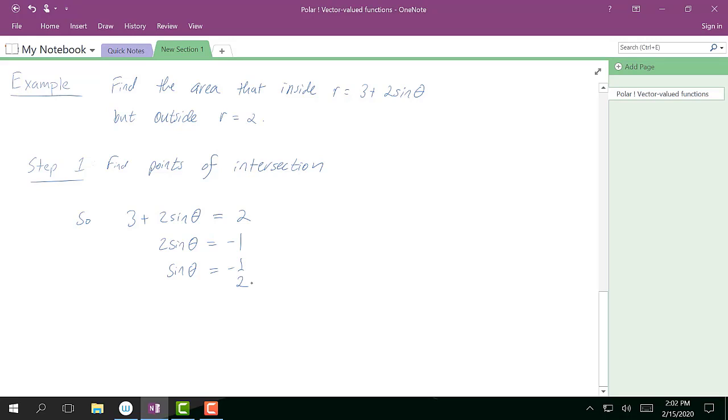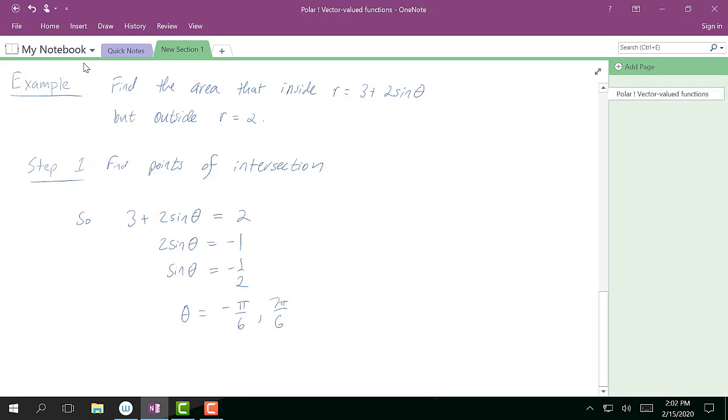And so then some values that we're going to get need to be theta equals, what we could do, we can use 7 pi over 6 and 11 pi over 6. But for this one, instead of 11 pi over 6, I'm going to use negative pi over 6, which we're allowed to do, and 7 pi over 6. And I kind of broke my own rule of drawing the picture first. Sorry, I should have done that.